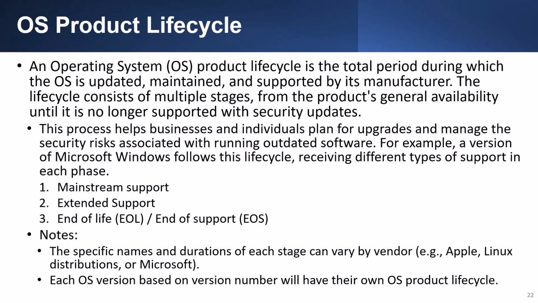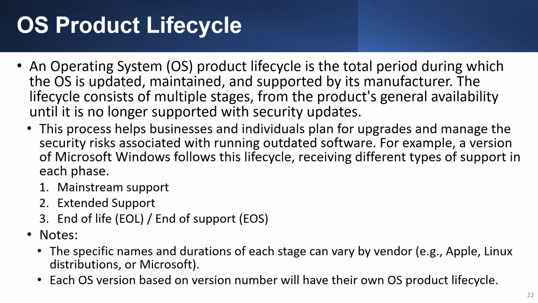An operating system product lifecycle is the total period during which the OS is updated, maintained, and supported by its manufacturer. The lifecycle consists of multiple stages from the product's general availability until it is no longer supported with security updates. This process helps businesses and individuals plan for upgrades and manage the security risks associated with running outdated software.